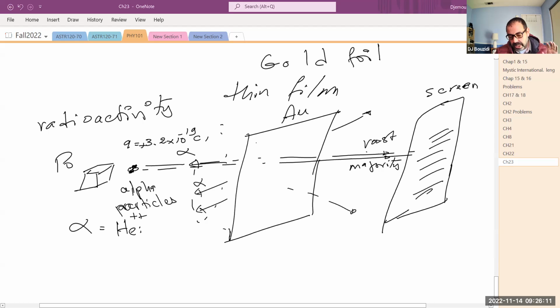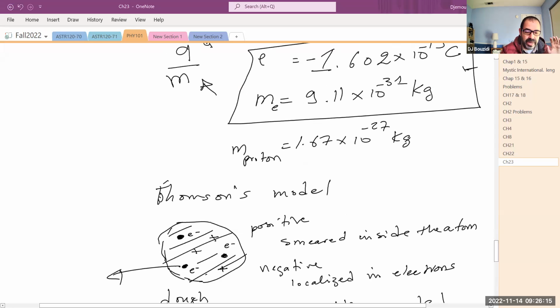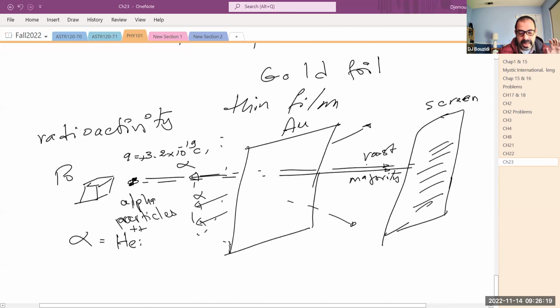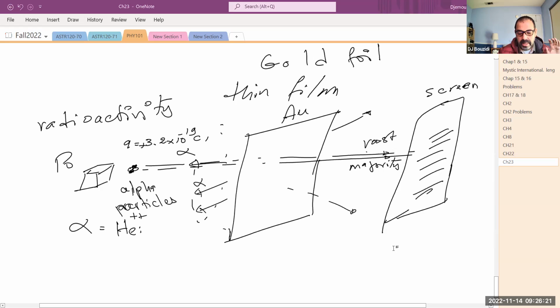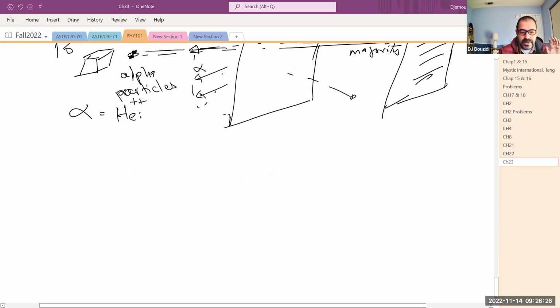Now, this suggested immediately something else: that this picture is wrong in how the atom looked. The atom is not how it's depicted in that picture, but rather it's slightly different. So you have, in this case, a nucleus. This is where the positive charge is.